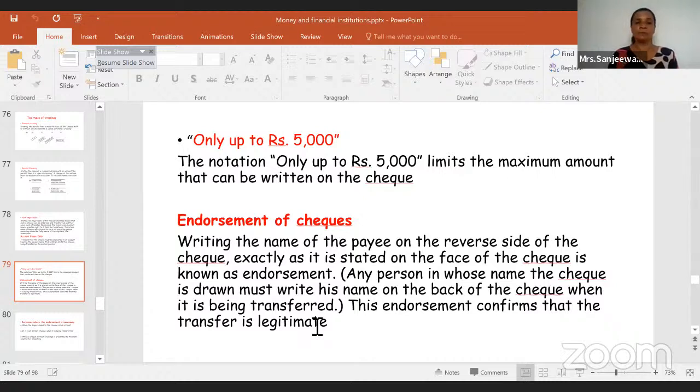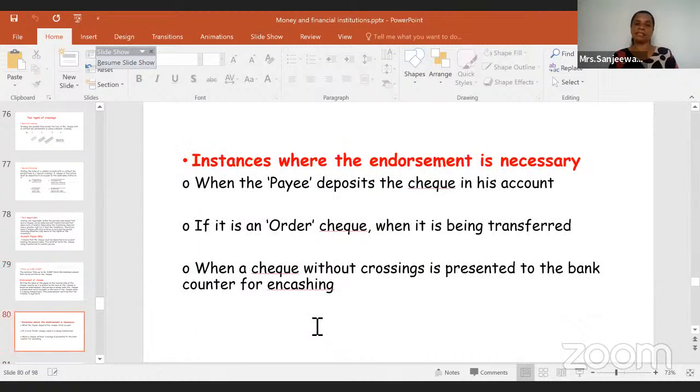Now, endorsement of a check. I told you, endorsement is writing the name of the payee on the reverse side of the check, exactly as it is stated on the face of the check. How you have written on the face of the check, the same way writing the name right at the back of the check is known as endorsement. Instances where the endorsement is necessary.